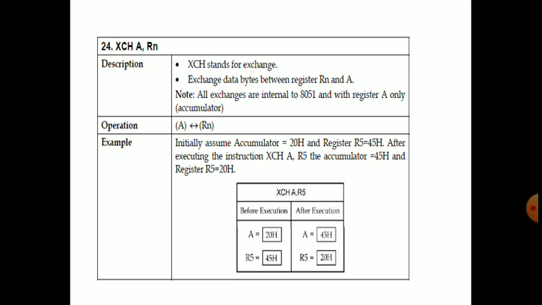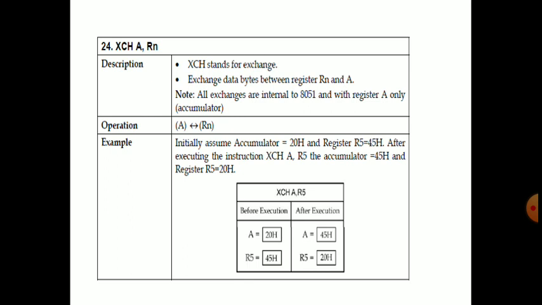See, this is the condition for this instruction, that all exchanges are internal to 8051, and that means only internal data exchange is possible, and with the register A only, that is accumulator register only, we have to use here. The operation, if you see, the contents of accumulator register are exchanged with the contents of RN register. RN means nth register, we can say generalized register from R0 to R7 we can use for this operation.